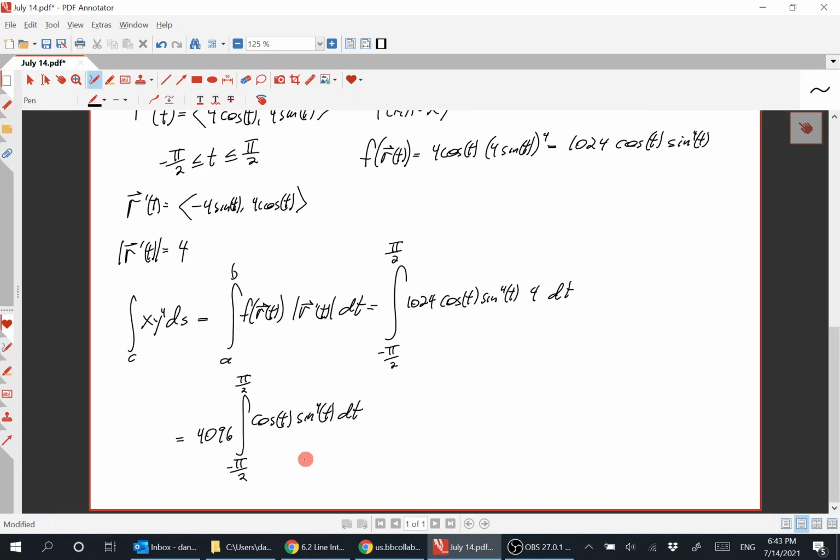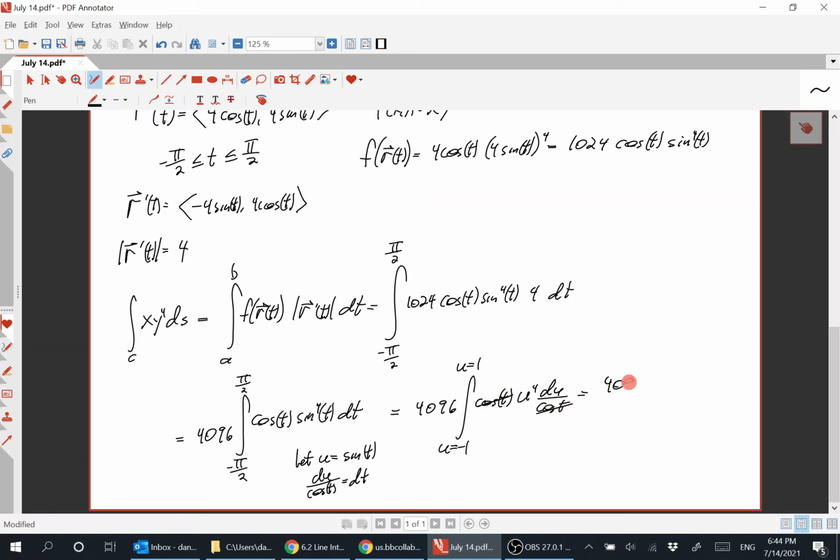Let's see how that works. It's a u substitution. You just let u equal sine t. So du over cosine t is dt. So it's 4096 times the integral from minus pi over 2 to pi over 2 of, for sine t, u goes from u equal to minus 1 to u equal to 1. Cosine t, u to the 4th, du over cosine t, so those go away.